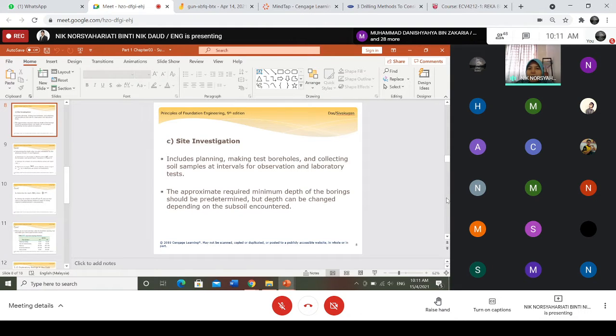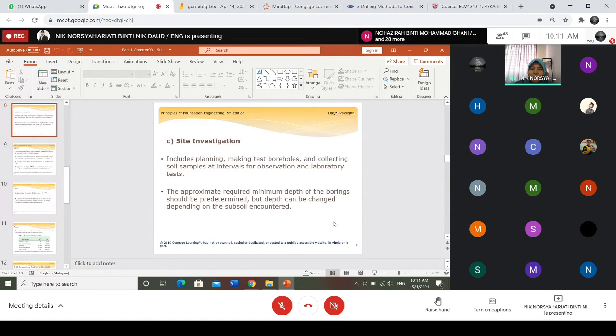Okay, so for site investigation, normally it includes planning, which is program planning. Then you need to prepare test boreholes. Then while doing the boreholes, you can collect your soil samples at certain intervals. This is for the purpose of the lab test, right? Then of course there's a required minimum depth for each of the borings.